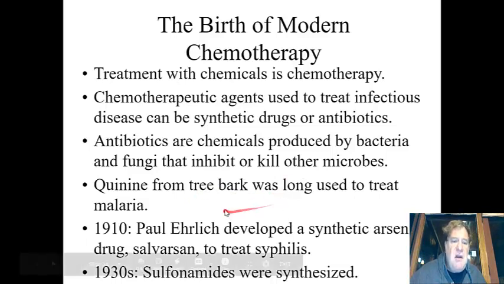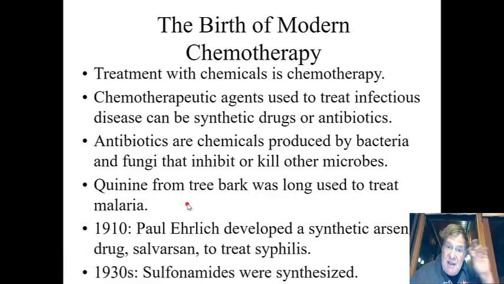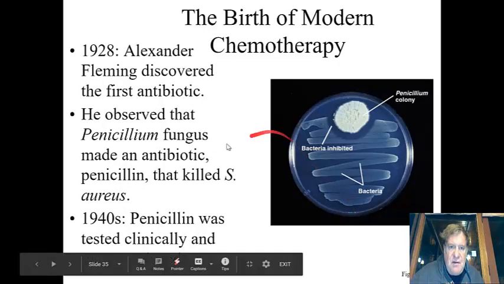Quinine from the tree bark was long used to treat malaria. And so, again, we would take these natural preparations and isolate that individual drug, identify the individual drug that worked. In 1910, Paul Ehrlich developed a synthetic arsenic drug, Salvarsan, to treat syphilis. And in the 1930s, other particular drugs were identified.